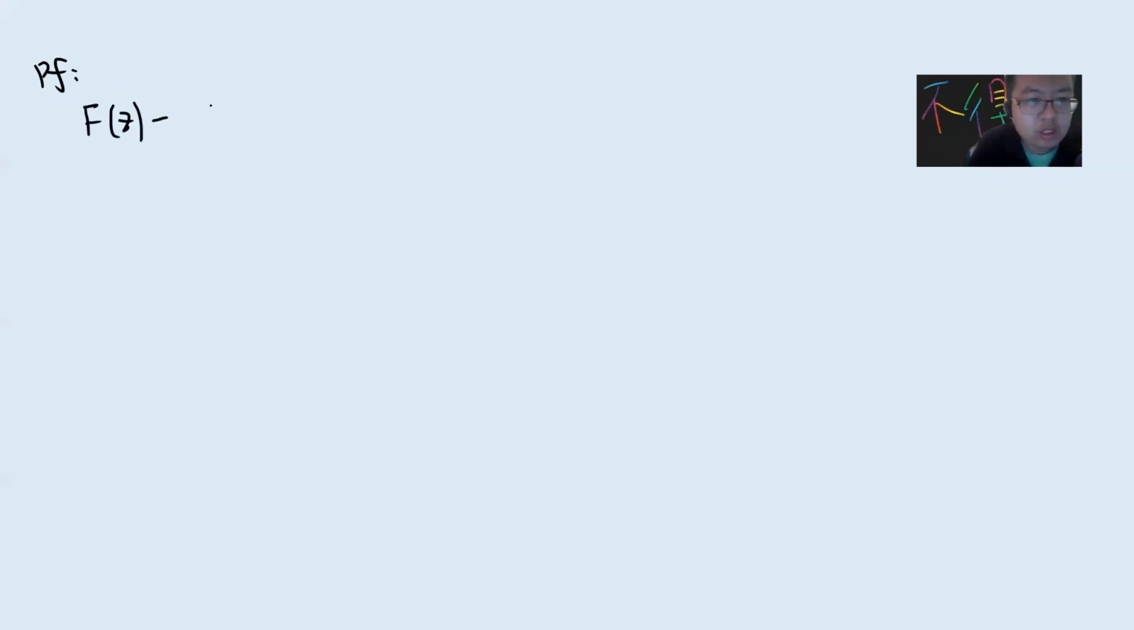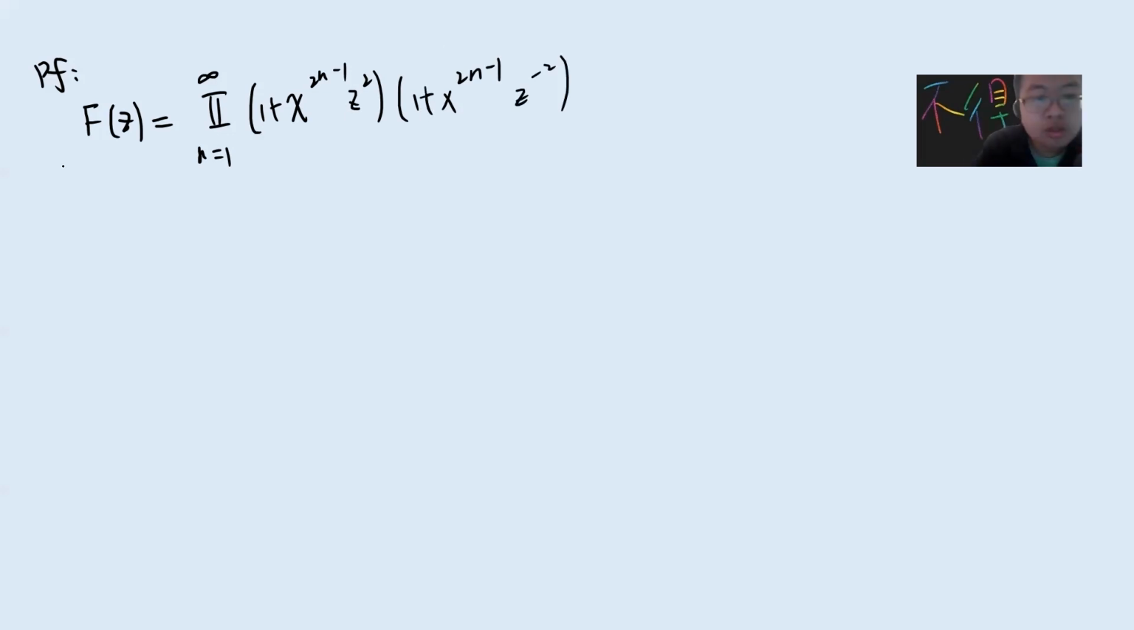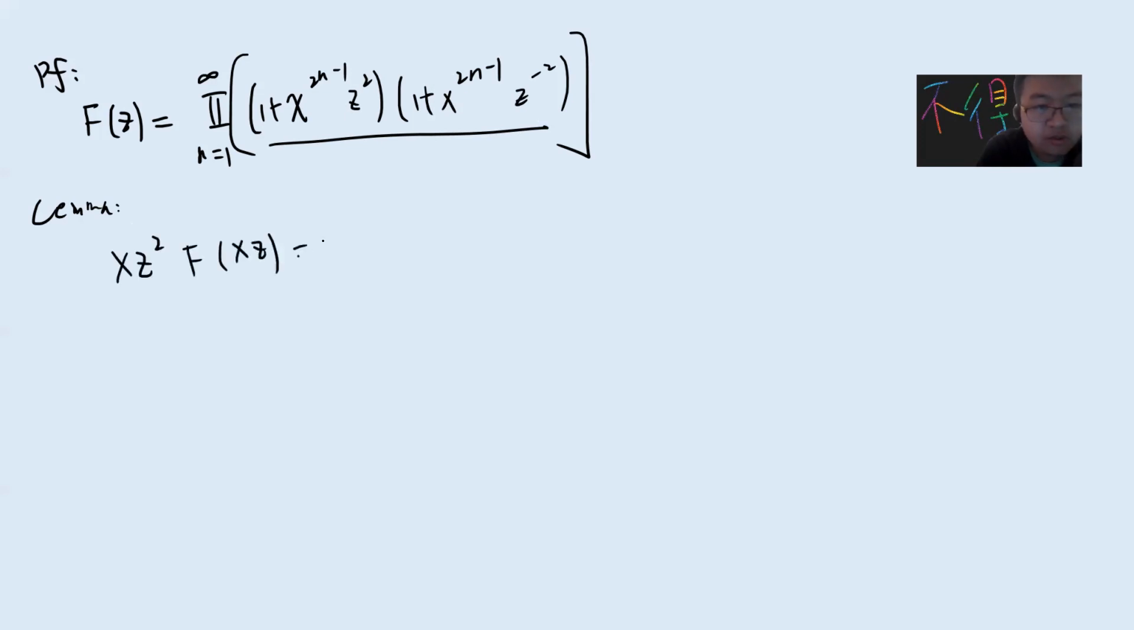Okay, so you can get f(z) to be, let's say, the product over n from 0 to infinity of (1 + x^(n-1) z^2) and (1 + x^(n-1) z^-2). Okay, so lemma. You can see this is part of the left hand side. So the lemma is that xz^2 times f(xz) is f(z). This lemma check is not difficult, so I just skip. You can prove it by yourself.